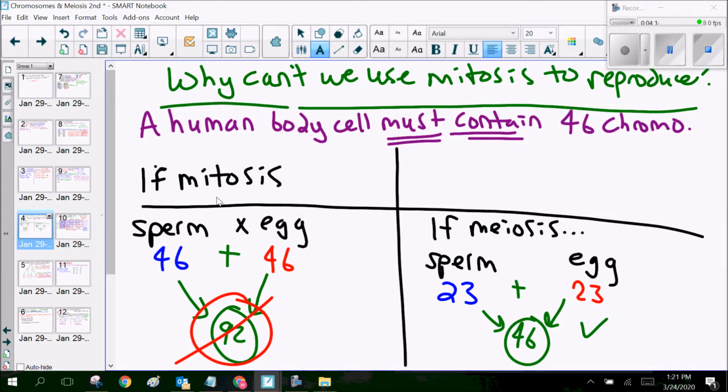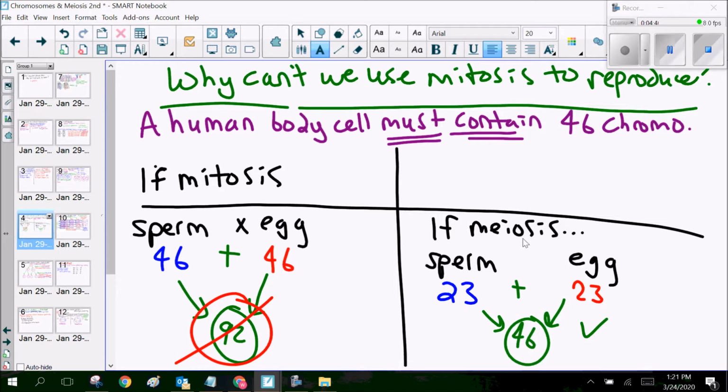So we want 46 chromosomes. If we used mitosis, well, mitosis is the asexual divisionary process that creates two identical diploid cells. If we use mitosis to make sperm and egg, then each of the sperm and egg would have 46 chromosomes, add those together, and the new developing zygote would have 92 chromosomes. I can tell you that zygote would probably never even get close to developing because that is a super improper chromosome count to build a human.